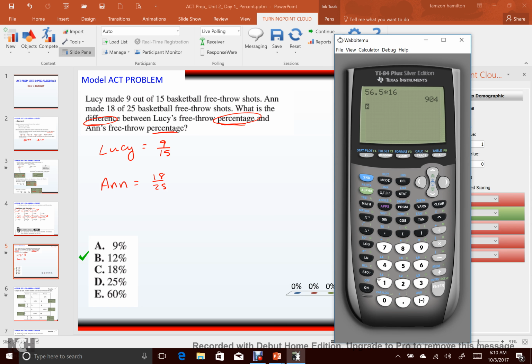All right, so I'm going to do 9 divided by 15, which is 0.6, and Anne is 18 divided by 25. So as percentages, that would be 72% take away 60%, which makes 12%.